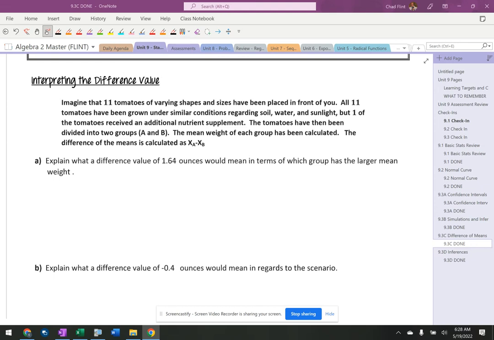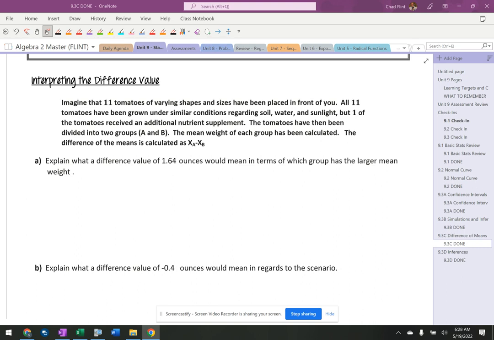We got some tomatoes, everyone's favorite thing to study, and they're different shapes and sizes. They're in front of you. All 11 of the tomatoes have been grown under the same conditions with everything. One tomato received an additional nutrient supplement. The tomatoes have been divided into groups A and group B. All right, the mean weight of each group has been calculated.